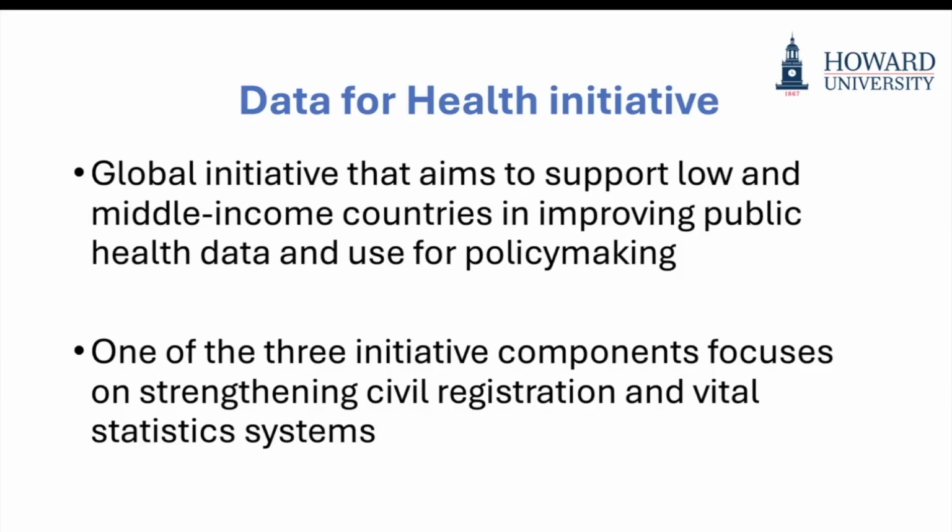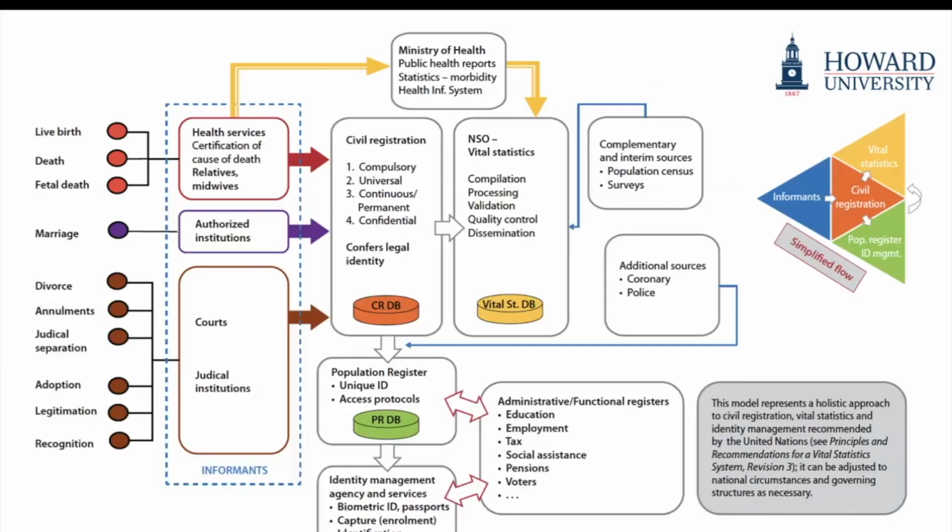In other words, the aim is for countries to use data for action, or data for health. One component of the initiative focuses on strengthening civil registration and vital statistics systems, or CRVS systems, which are quite complex. Data for Health supports various approaches to strengthening CRVS systems for the registration of births, stillbirths, and deaths, and for the reporting of cause of death data.